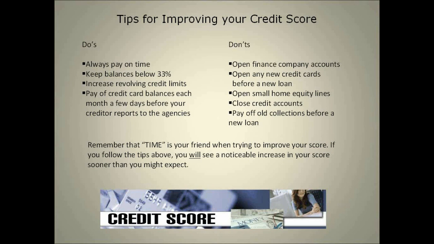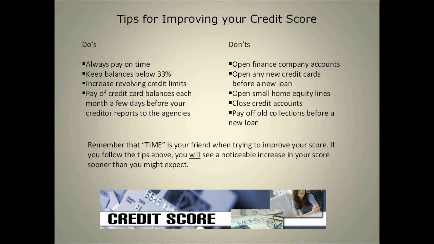Okay, now let's talk about tips for improving your credit score. I've listed do's and don'ts here. Obviously, under the do's section, you always want to pay your accounts on time, and if at all possible, you want to pay them off every month. If you do this, over time, you're going to really have a high credit score in the high 700s, low 800s. However, if you can't pay your credit cards off monthly, try your hardest to keep balances below 33%. If you keep the balances below 33% of your available credit limit, it actually improves your score.